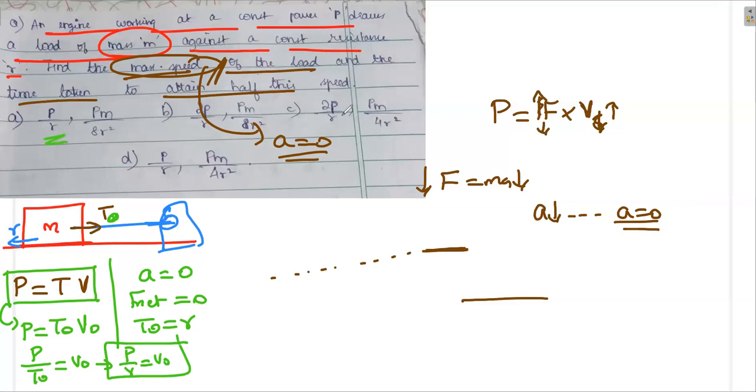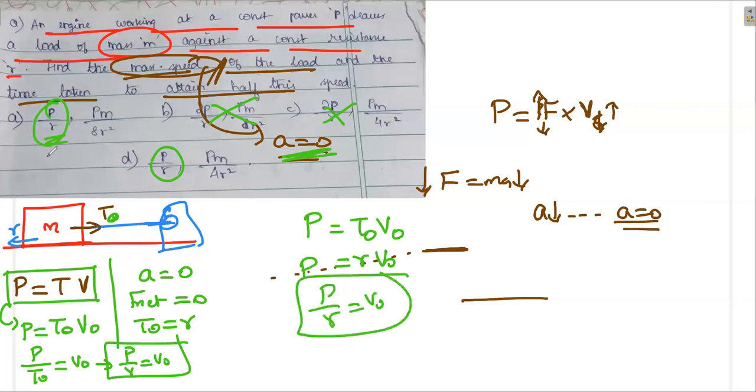So P by R. I hope you understand. Power is tension into velocity. Tension changes, velocity changes. At maximum speed V naught, the tension is at its minimum. And what do we know? Maximum speed means acceleration zero. Acceleration zero means the two forces must be the same. So we can put R in place of T naught. So P by R is V naught, and V naught is the maximum speed.